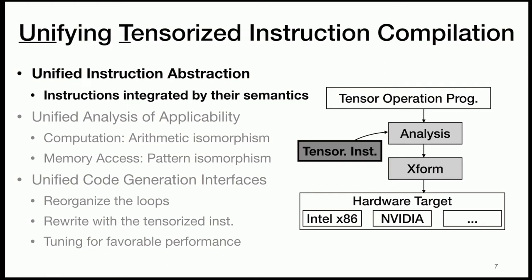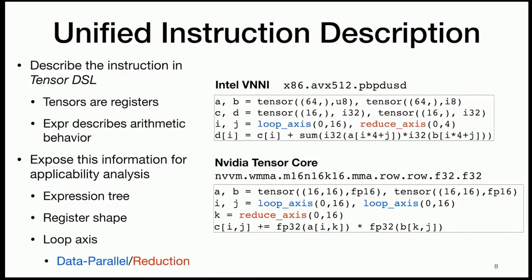Next, let's go through the compilation flow step by step, and the first part to cover is the instruction description. Besides the tensor program itself, the instructions are also described in the tensor DSL, which makes the instructions tractable by the compiler infrastructure. As shown on the right-hand side, the declared tensors represent the register operands, and the expressions describe the arithmetic behaviors of the instructions. All the information gathered from the tensor DSL includes the shape of the tensors, the type of the loop variables, and the computational expression.